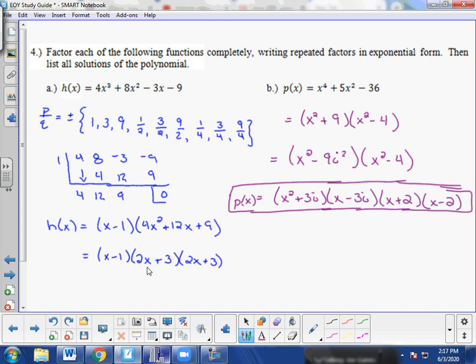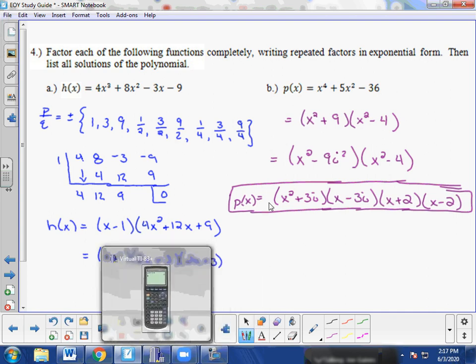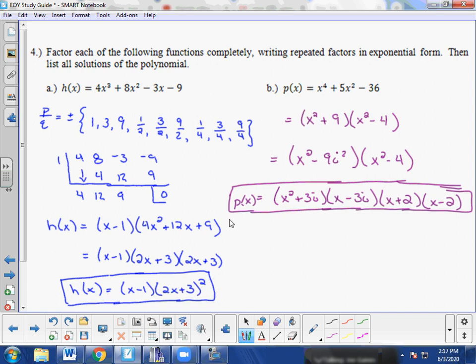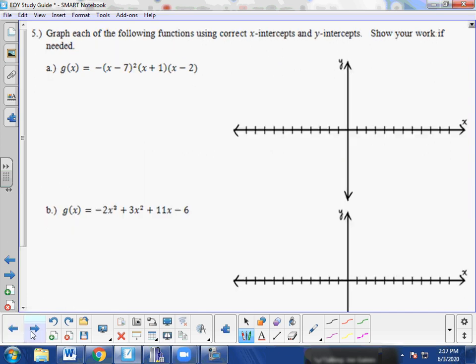So h of x can be factored into this expression. The factors x minus 1, 2x plus 3, and 2x plus 3. We do see some repeated factors there, so I can list this as x minus 1 times 2x plus 3 quantity squared. And this would be our answer for h of x. So using factoring techniques to factor h of x and p of x in A and B.